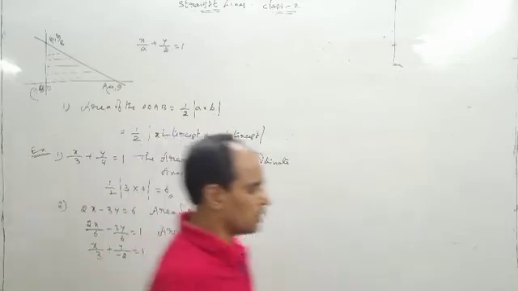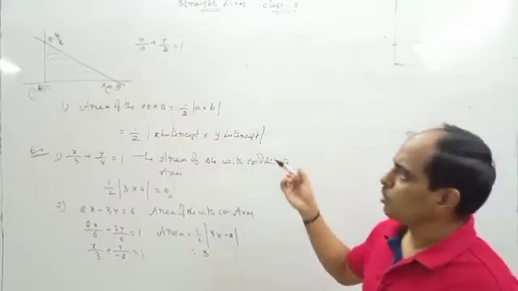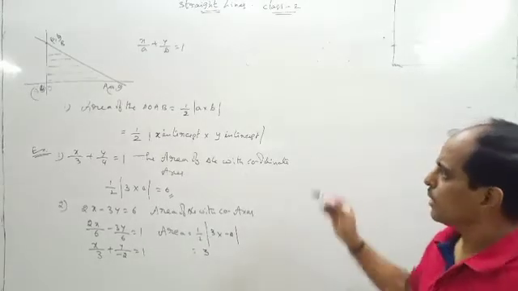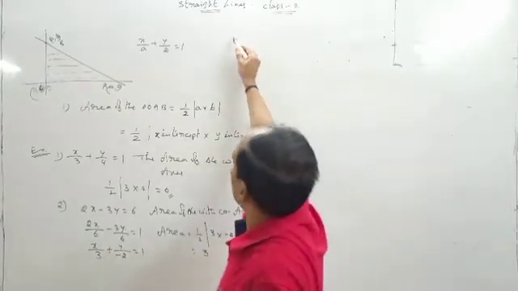Next one. So far we have done y = mx passing through the origin, and the y intercept and slope form. Next, the general form of a straight line.